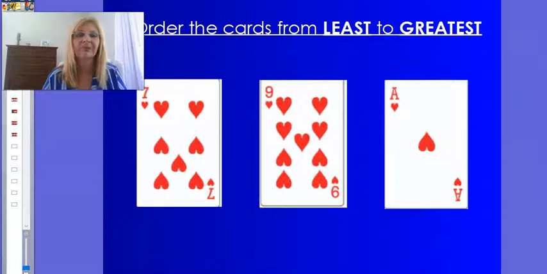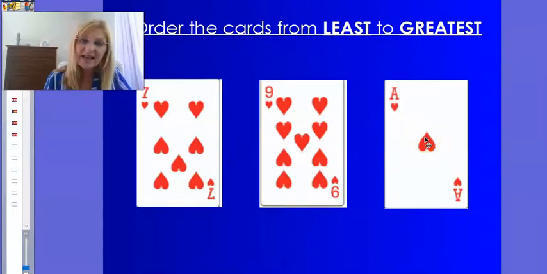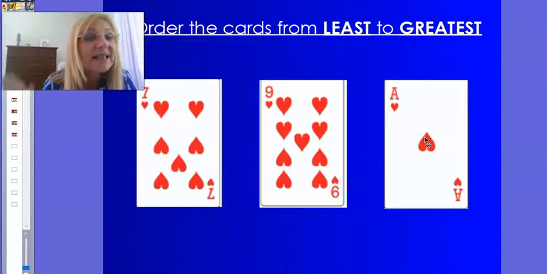Let's try another one. Let's see if someone from Miss Jackson's class or Miss Ayler's class can help me. Now, this time we have, what's the number? Yes, 7. What's this number? 9 and an A. If you ever played with cards, instead of putting a 1 on a card, they use the ace. So that A stands for ace, but you'll see it has 1 heart. So this means 1. So again, if we're ordering these from the least, the smallest, to the greatest, which number is the least, the smallest?